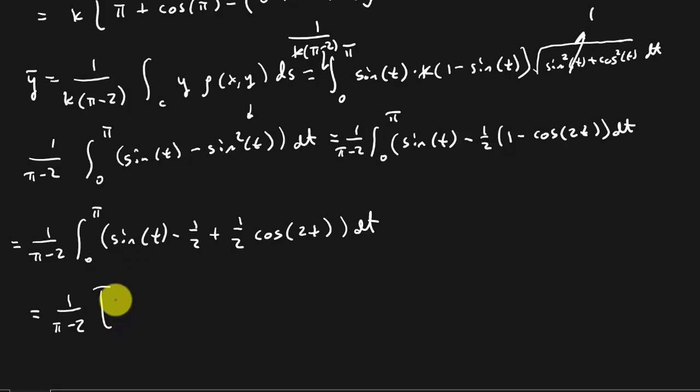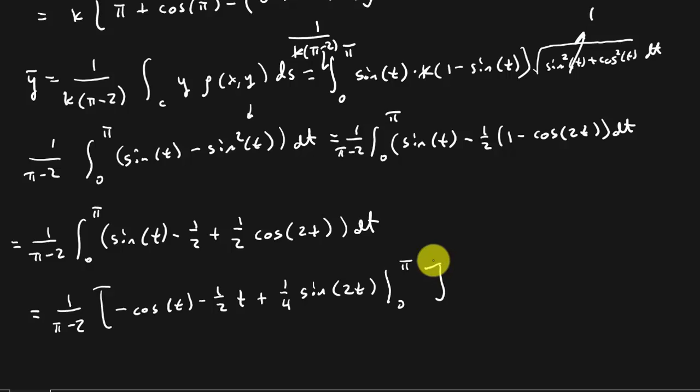The integral of sine t is what? That is negative cosine t minus 1 half t. All right, now, what about this one? This is going to be plus 1 fourth sine 2t, from 0 to pi. Remember, when you integrate that, you could let u equal 2t, use u sub. That's a basic integral you should know how to work. And so, when you calculate all that, you get 4 minus pi over 2 times pi minus 2.